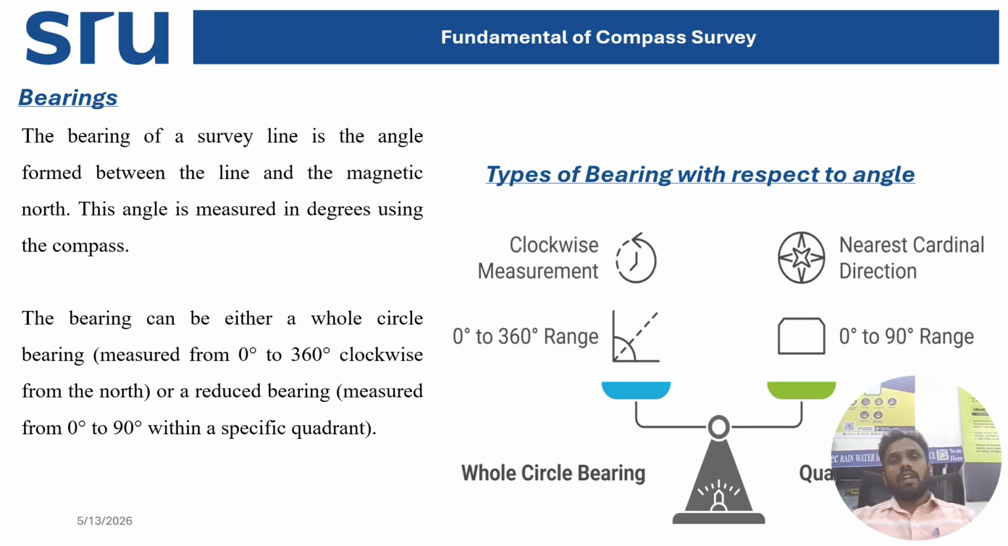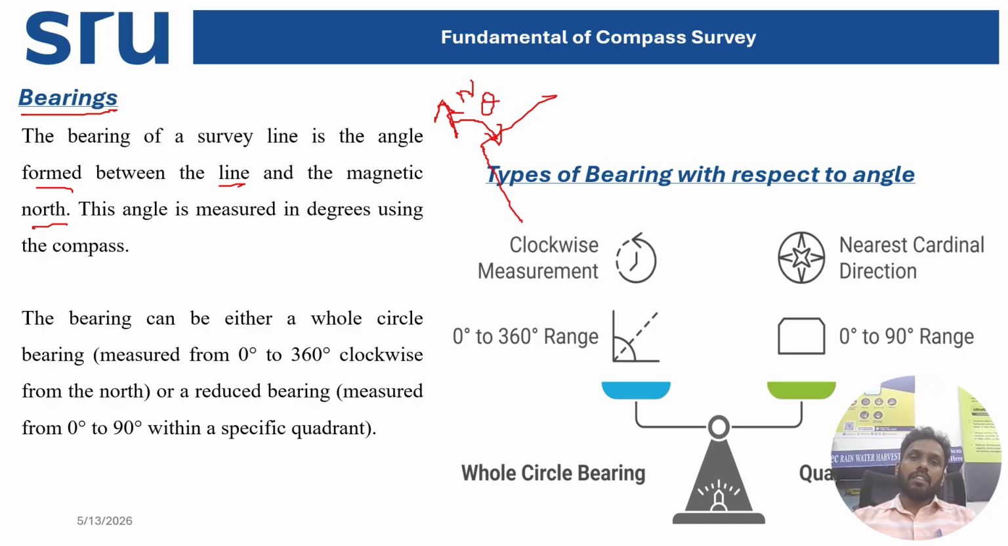So now we are going to see bearings. So what is the bearing? As I said in the previous slides, we are going to measure only bearing, not the enclosed angle. So a bearing of a survey line is the angle formed between the line and the magnetic north, right? For example, this is your line and this is your magnetic north, right? So this inclination is measured from your magnetic north in such a way. So this is the bearing of this line, okay, right?